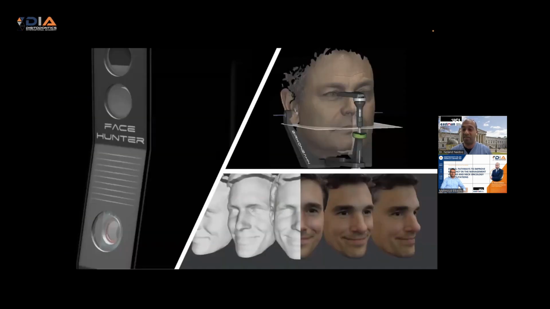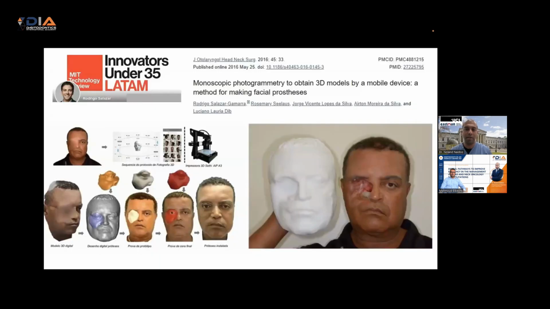But today we can use things like face scanners to also do this. And then photogrammetry with the use of cell phones. I mean, you know how powerful our cell phones are, and this has been shown by Rodrigo Salazar in 2016 already. So what he did there with the printing wax was unbelievable. And I think with the technology improving, we can only get better and better from there.